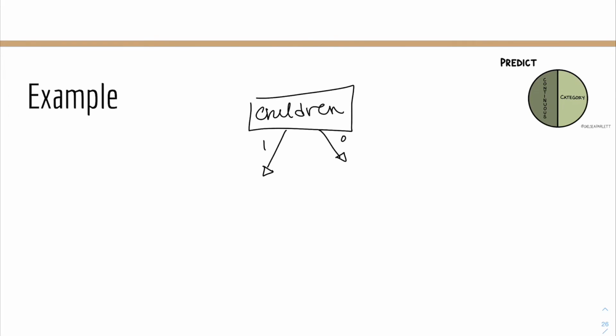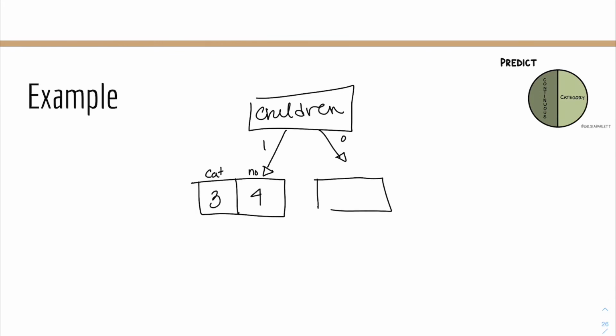In this node right now, let's scroll up and find it. Okay, so we had cat people. We had 3 cat people and 4 no cat people. And then here we have 3 cat people and 0 no cat people. So this is where we're at right now. Now, we are going to look at whether we can improve this decision by adding another layer to our decision tree.